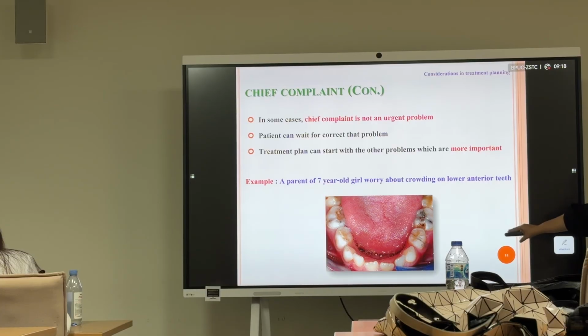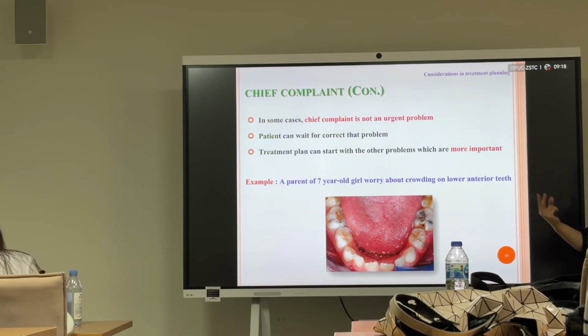That's why the chief complaint may not be the first step to resolve, but the more severe problem should start the plan, like doing the filling or the root canal or anything, depending on the situation.